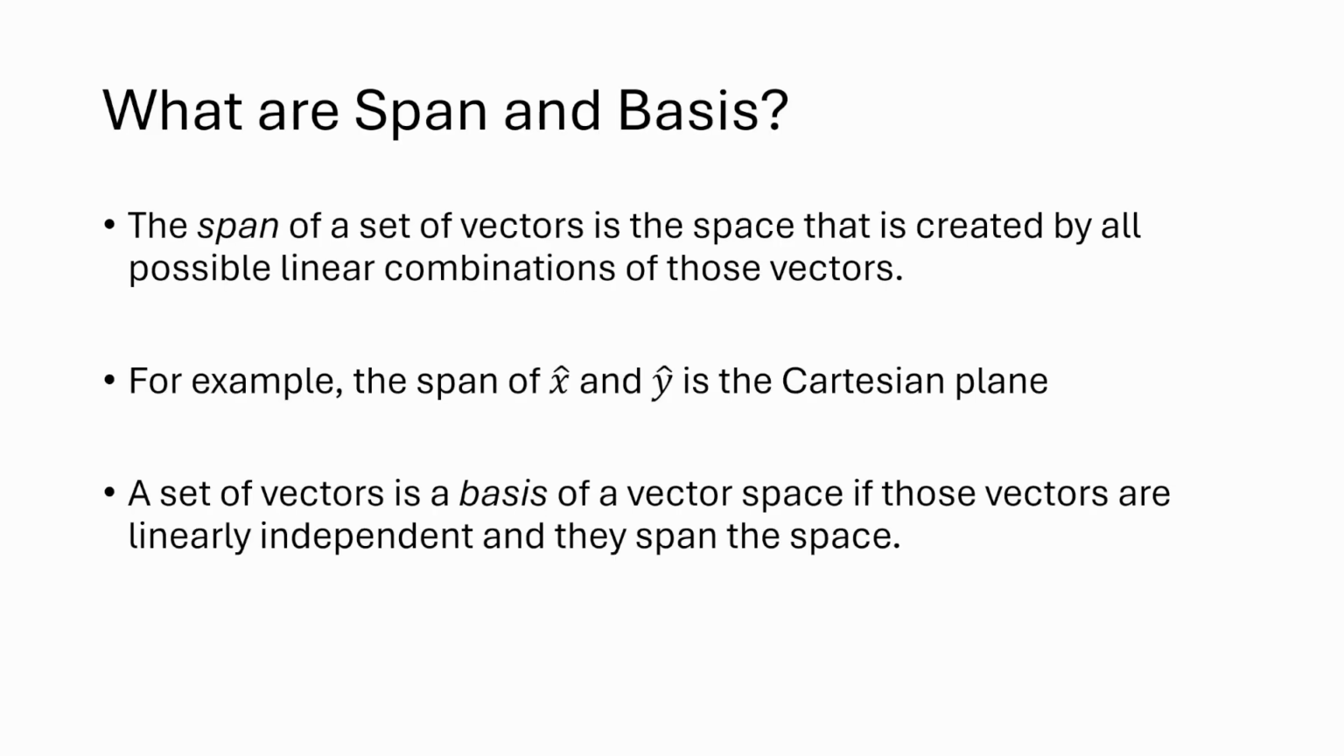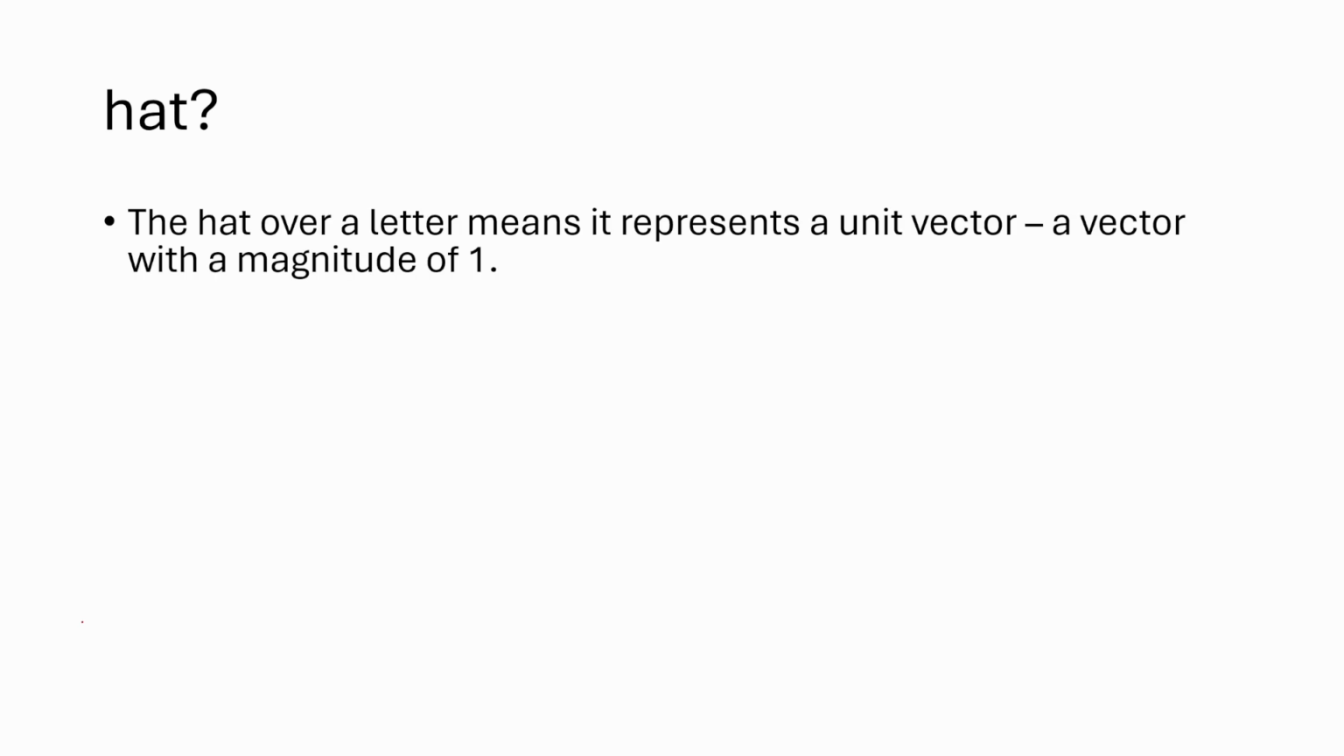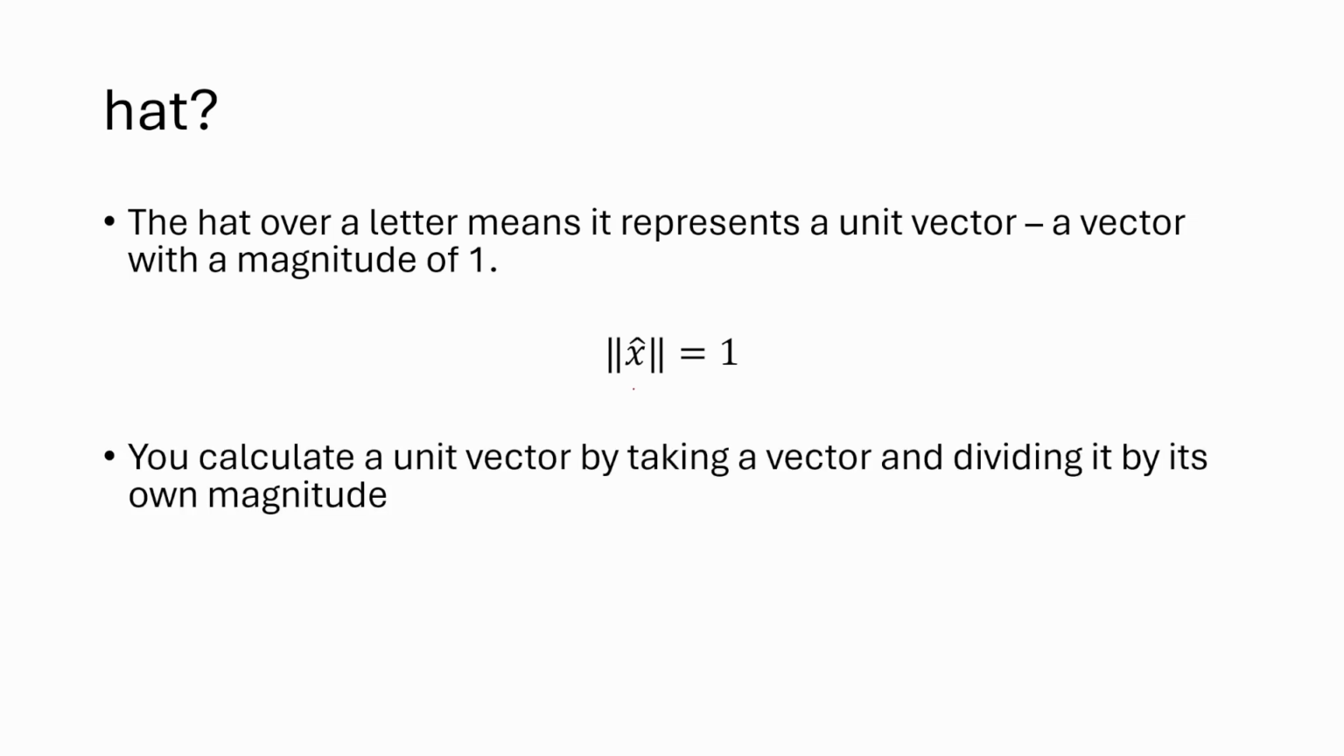We'll come back to this, but first, what's this hat business? X hat, Y hat in the middle line here. Well, these hats are some notation, and they mean that the quantity labeled with the hat is a unit vector. It has a length of 1, a magnitude of 1. The way you write this is the notation: double vertical bars, then x hat, double bars, equals 1. So this means the magnitude of the vector x hat is 1. That's how you would say that in words.